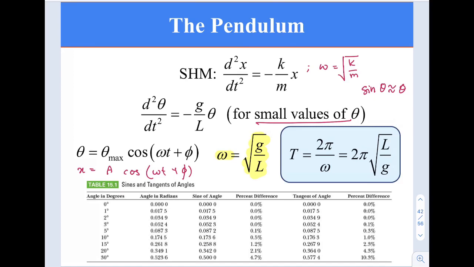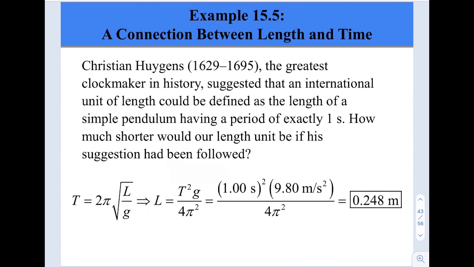This is the angle in radian, this is the sin of it. Almost the same. So we take it as up to 10 degree.